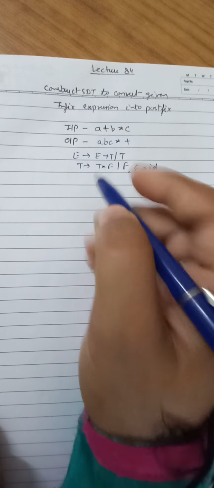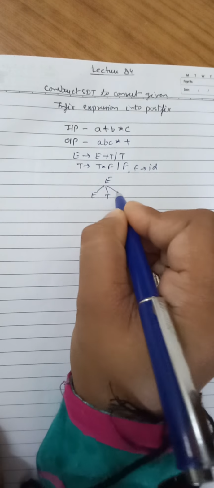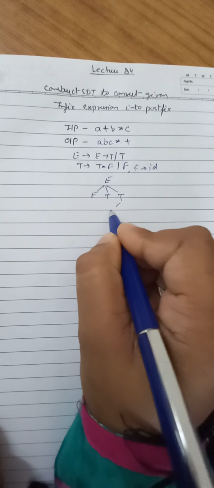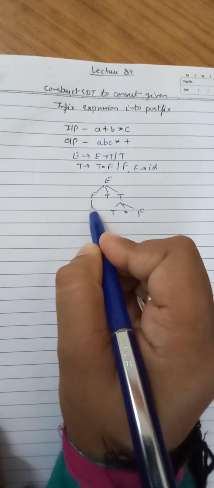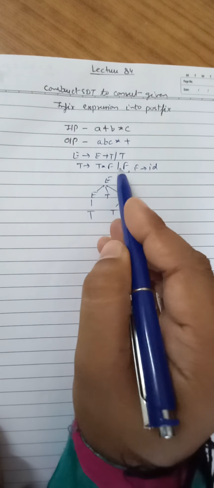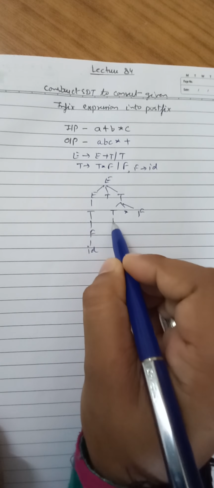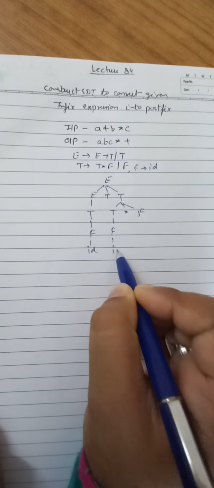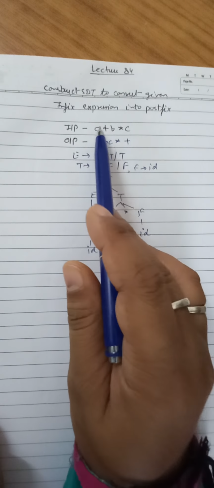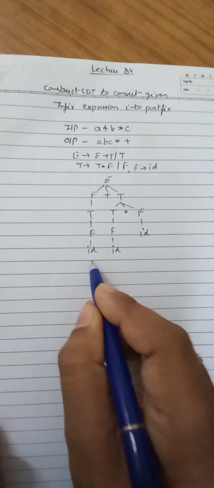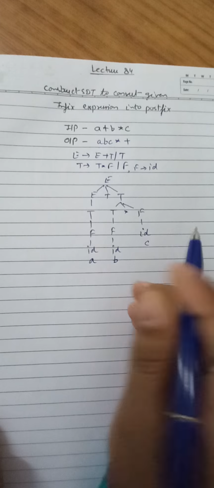So the input which we make with this grammar will be like this: E plus T, then T star F. So it will be E tends to T, T tends to F, and F tends to id. T tends to F, F tends to id, and F tends to id. This is id, id, id, id, id, id. So we can say a plus b star c.